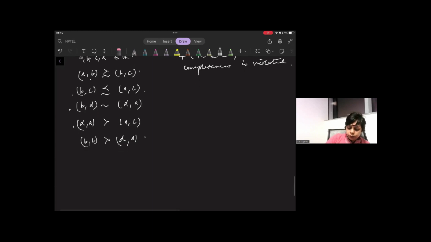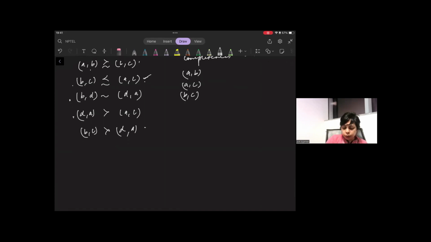So let's do that. A comma B is at the top. Then you have B comma C below it. Now the second says what? According to the second, B comma C is less than A comma C. So A comma C is somewhere here. It could be same as A comma B, or less than, or more than, but it is above B comma C, right? We don't know about between A comma B and A comma C yet.